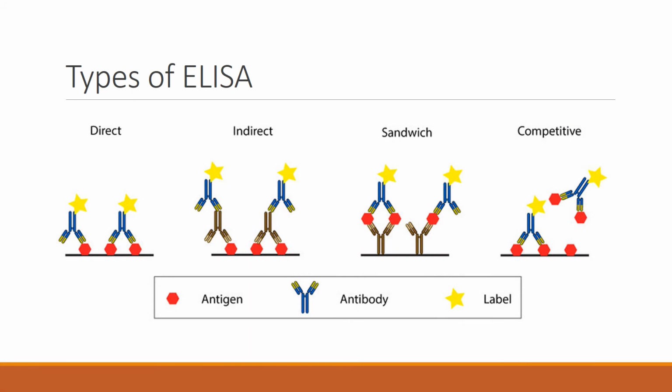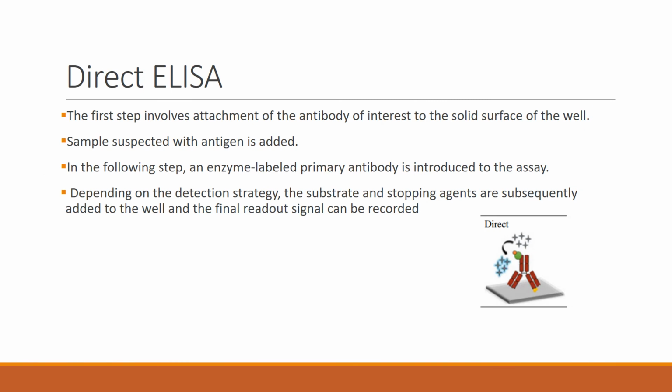Types of ELISA. There are majorly four types of ELISA: direct ELISA, indirect ELISA, sandwich, and competitive. Starting with direct ELISA. The first step involves attachment of the antibody of interest to the solid surface of the well. Then it will be washed.